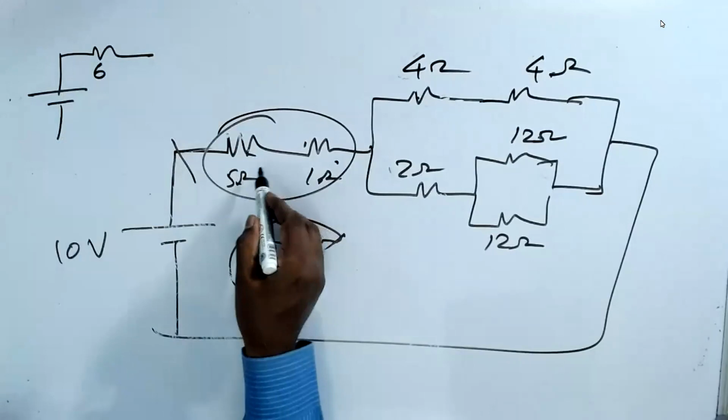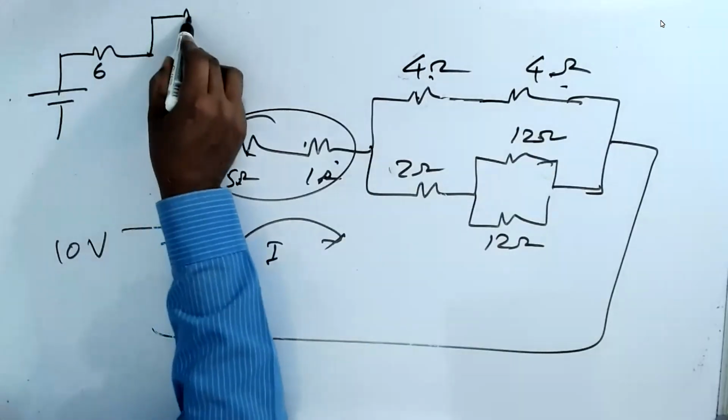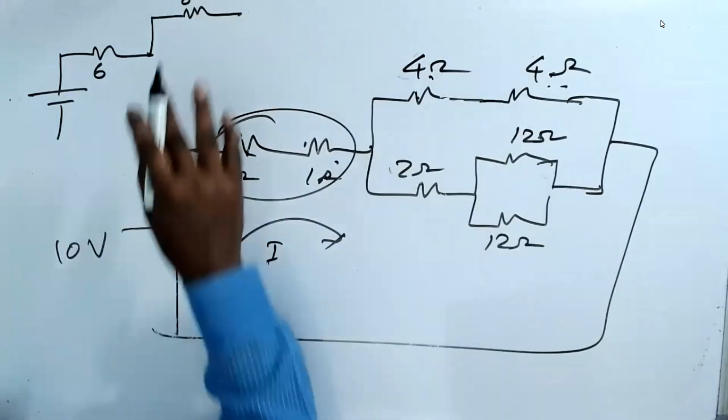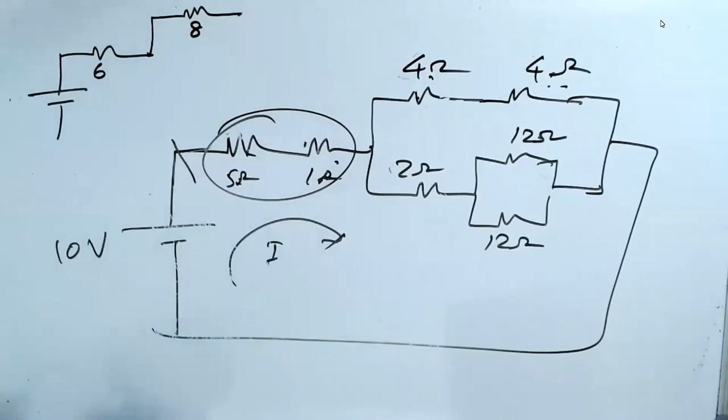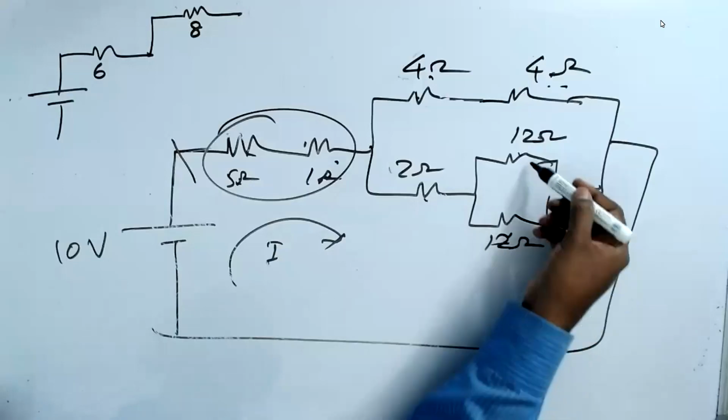I make them 6. These two can be added. 4 plus 4 is 8. Now, I cannot add this because this is parallel, this series. But these two are parallel, I can add it.